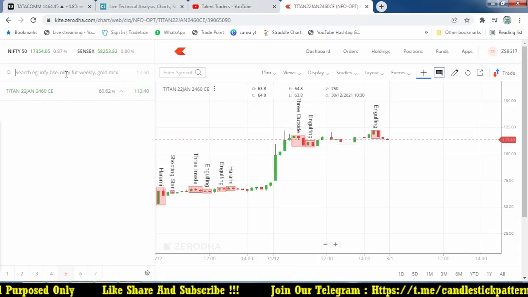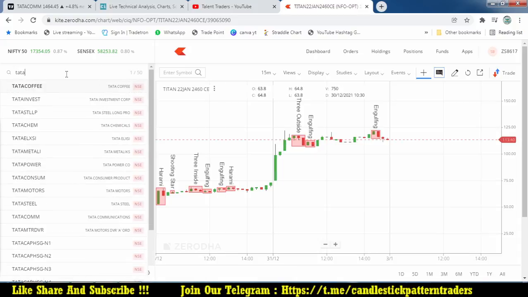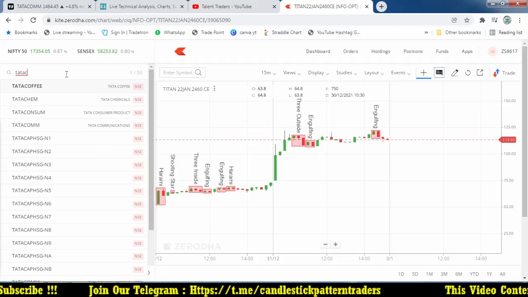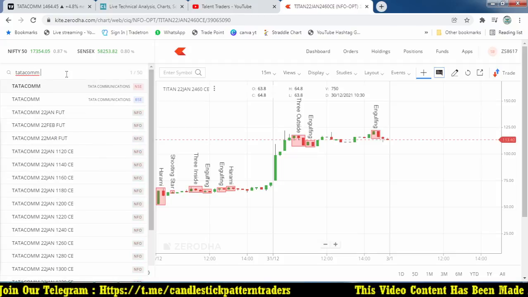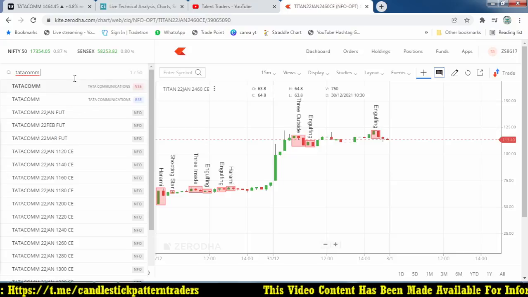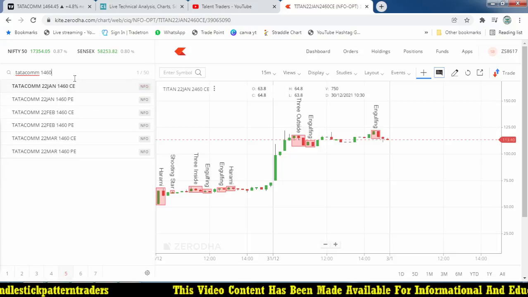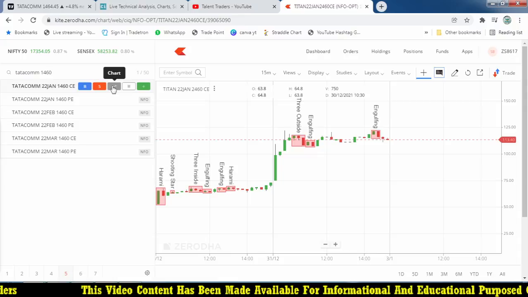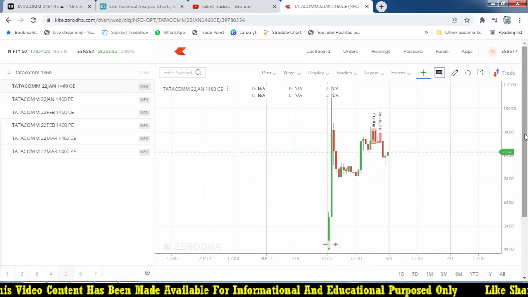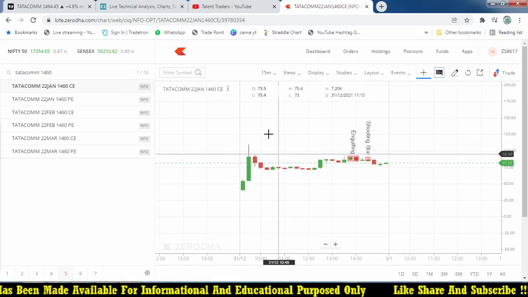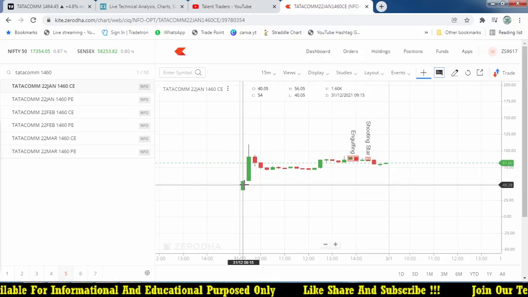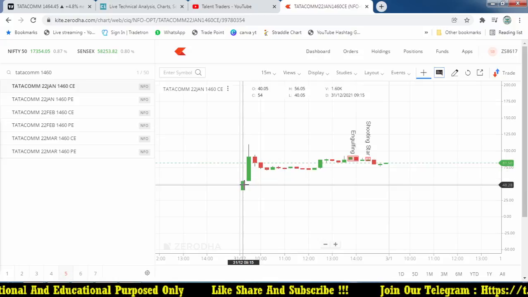The second stock I'm going to take is Tata Communications. It started at 1469, so let me take the 1460 call option, which should be the ATM option compared to the opening price. Let's see this in a 15 minutes time frame. It started at 40 and its high made around 56.